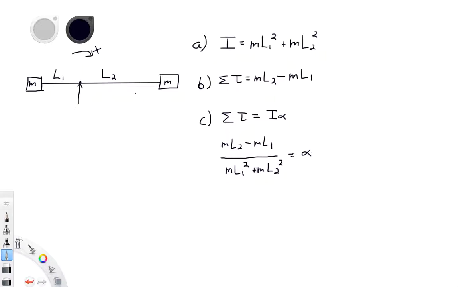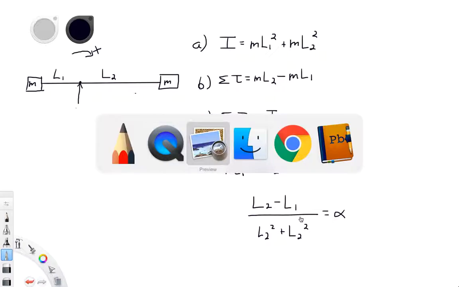Now notice here, since m is in every term, we can effectively just cancel it out. So our final equation for alpha, it doesn't even depend on the mass. It only depends on those lengths. L2 minus L1 divided by L1 squared plus L2 squared. That is going to be our alpha. All right.